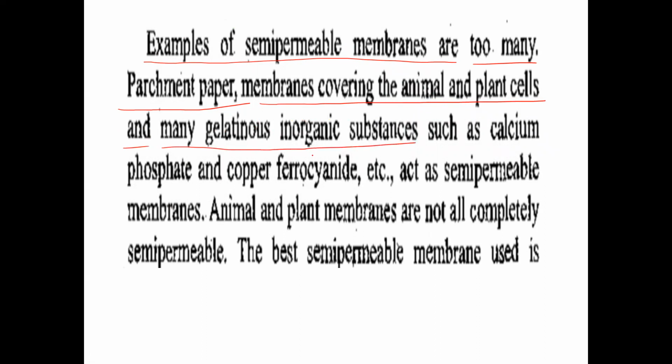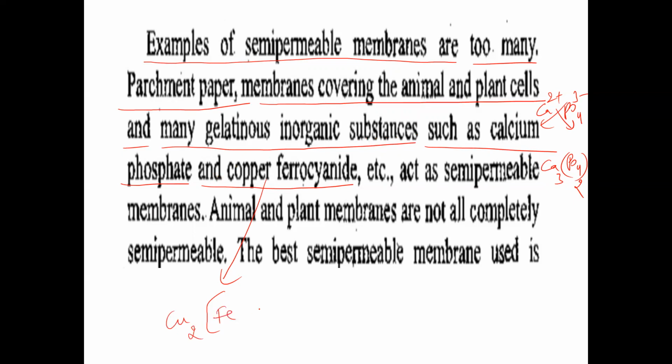And many gelatinous inorganic substances. Gelatinous means gum-like. Gelatinous inorganic substances such as calcium phosphate, with Ca2+ and phosphate PO4 3-. By the criss-cross method, exchanging the valences, we get Ca3(PO4)2. So calcium phosphate and copper ferrocyanide.